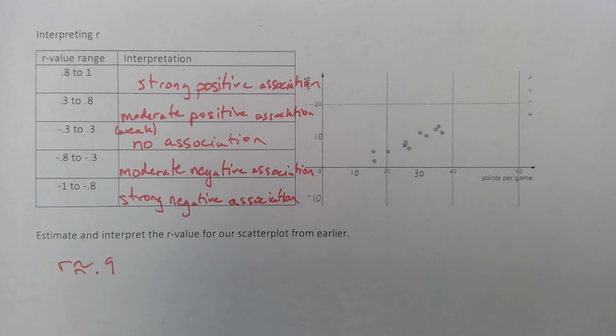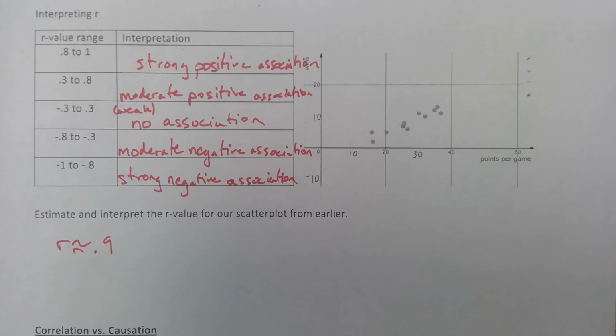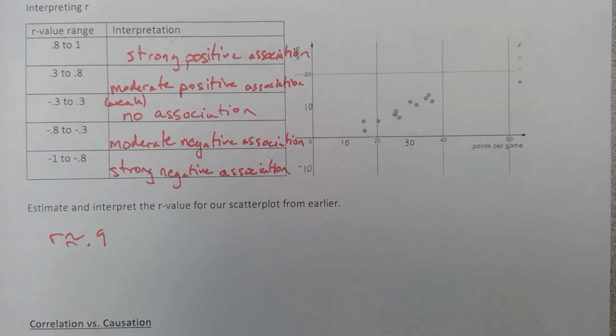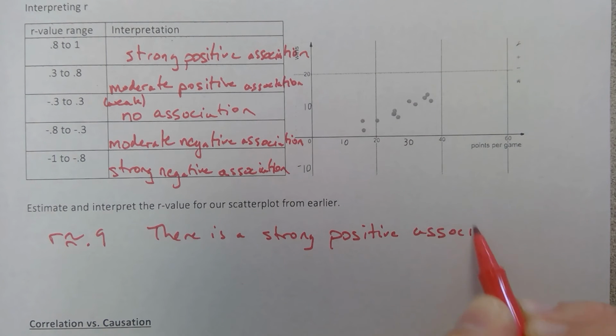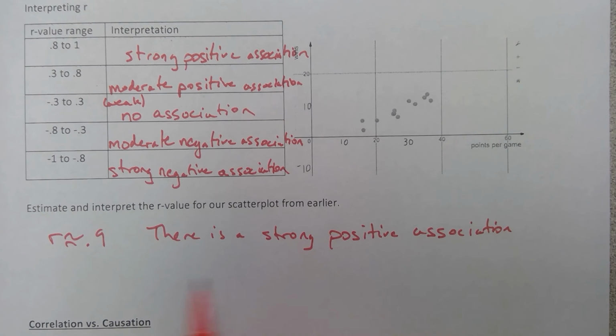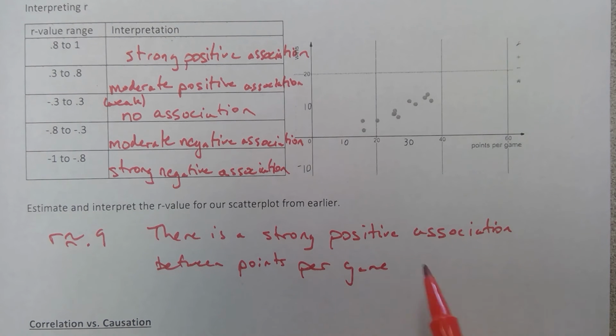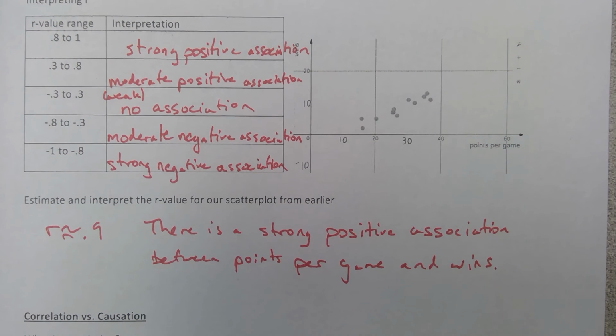Seems good enough. Now, for interpreting the R value, we know a couple of things here. We can say there is a strong positive association. Now, I have some context here. Always include that context: between points per game and wins. Okay, so there's a strong positive association.